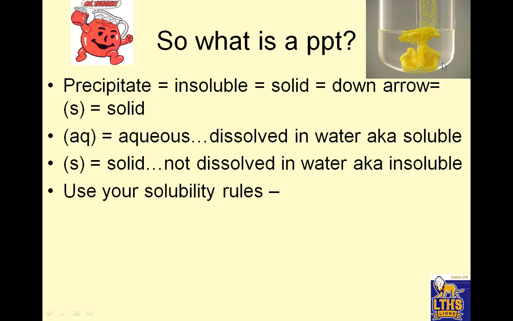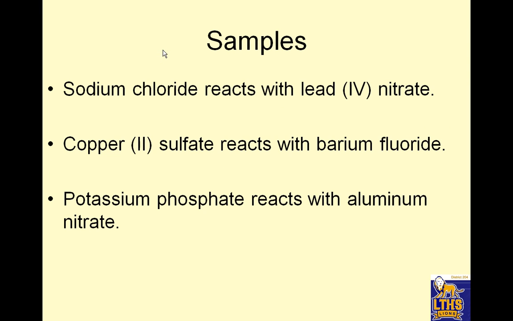Okay, so what's a precipitate, you're saying? A precipitate is a solid substance that forms when you are mixing two solutions. Okay, S stands for solid, AQ stands for aqueous, dissolved in water. S is solid, it means not dissolved in water, insoluble. So you have to use your solubility rules. Hey, Kool-Aid, hey, what? What do you got? I have soluble substances, so everything in me is aqueous. Did you hear Kool-Aid talking to you?